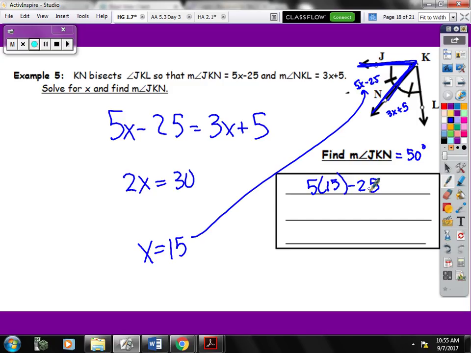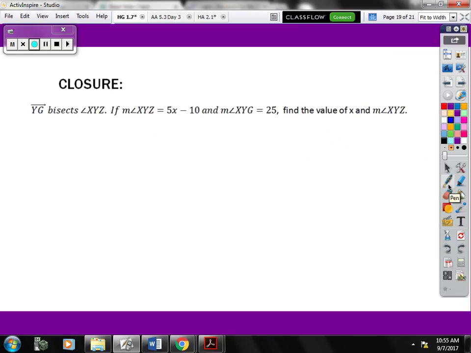Okay. Now before we pack up, since there's still 2 minutes left, the closure question is similar to ones you'll see on your homework.